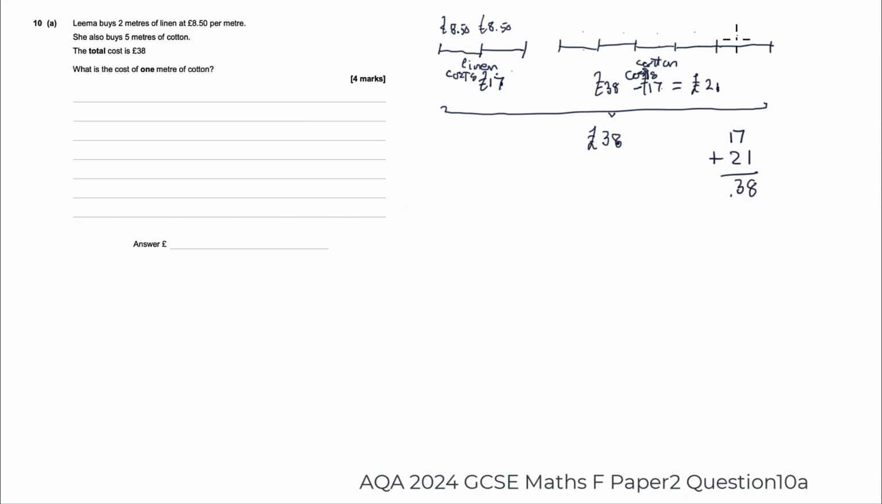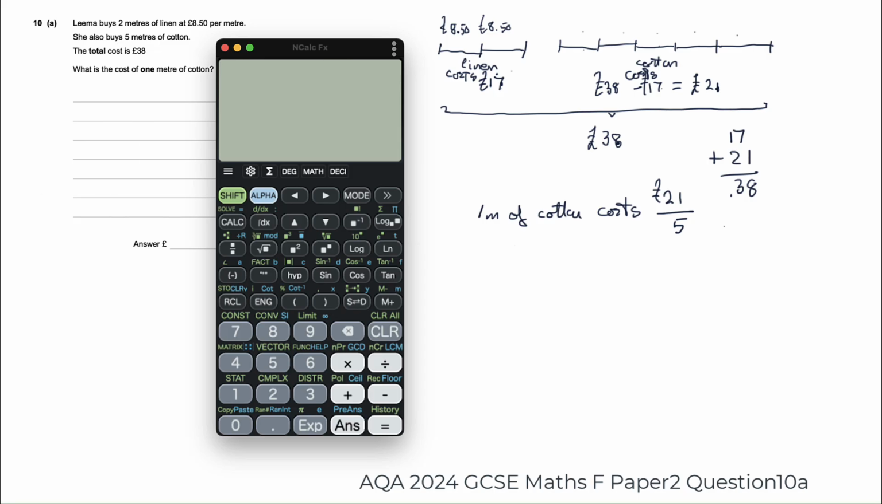So each one of these must cost 1/5 of £21. We divide £21 by 5. So 1 metre of cotton costs, and somewhere you'd write down that you knew what you were doing, 21 divided by 5. So we can bring on the calculator to do that. There we go. And we'd put in 21, and divide that by 5 to see what happens. And there it is, 4.2.